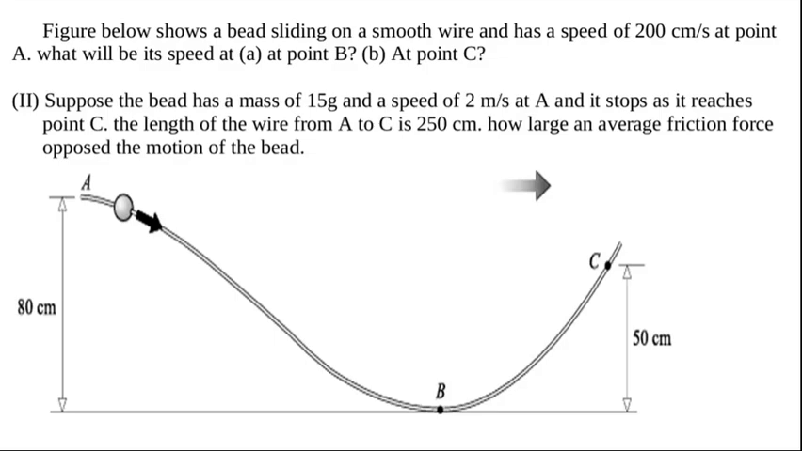A smooth wire shows a speed of 200 centimeters per second at A. What will be the speed at B and at C? Right, so that's the first part of the question. So let's break it down.